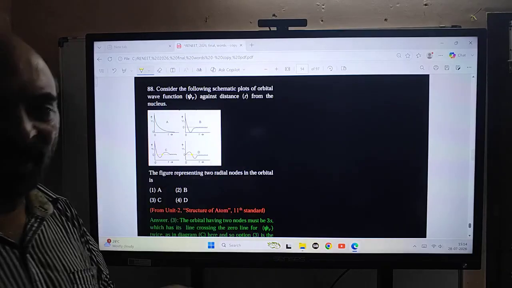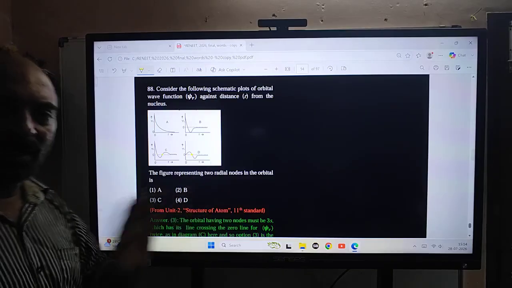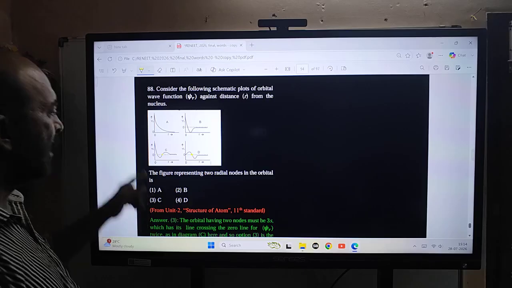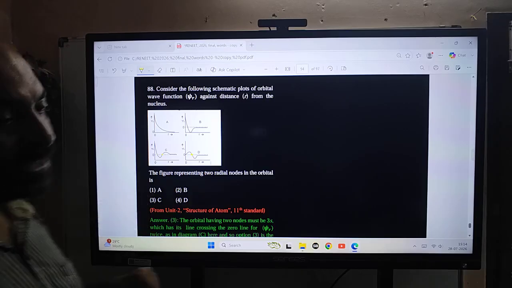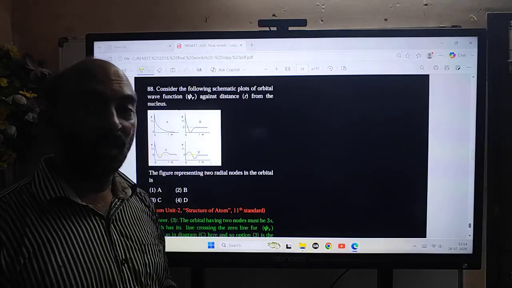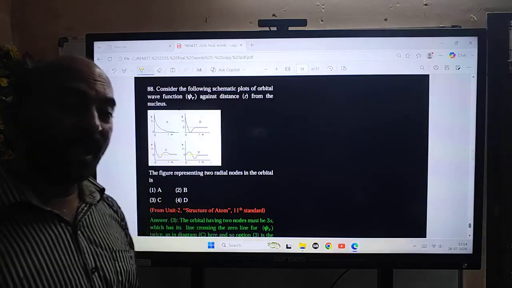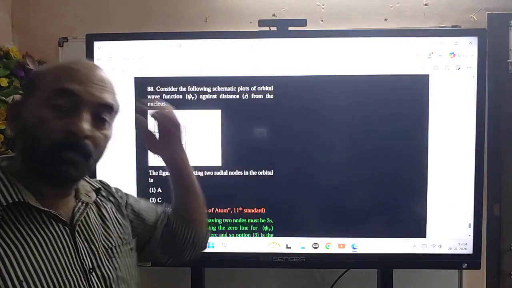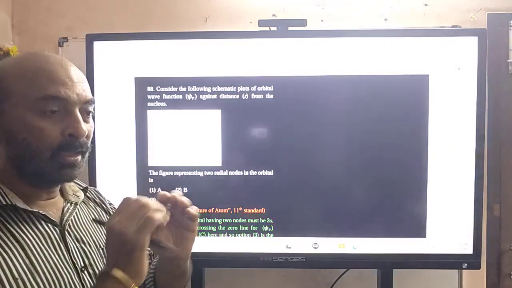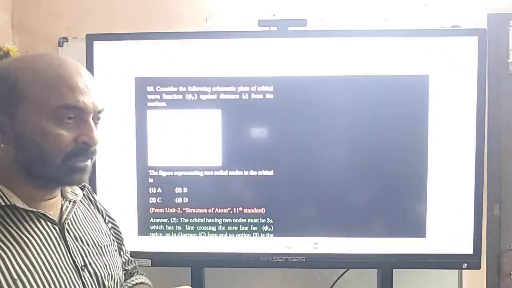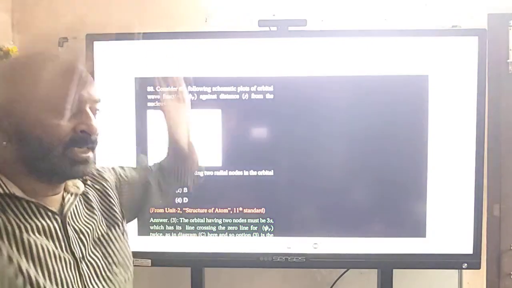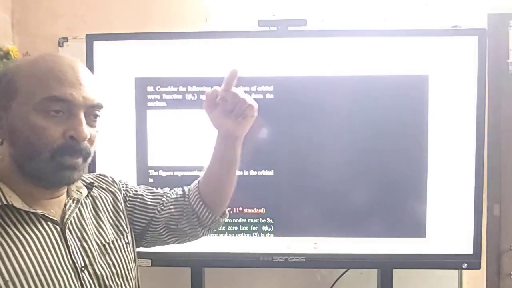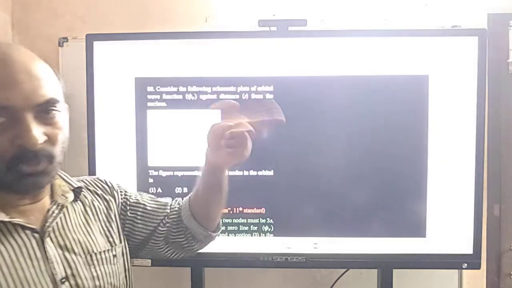A spherical space, that is called radial node, where electron will never be present. That is the radial nodes they are talking about, and they are asking in which case there are 2 radial nodes. 2 radial nodes can happen when there are 3 regions of probability: one sphere, outside it another sphere, still outside it a third sphere. When there are 3 regions of probability, there will be 2 nodal spaces in between.